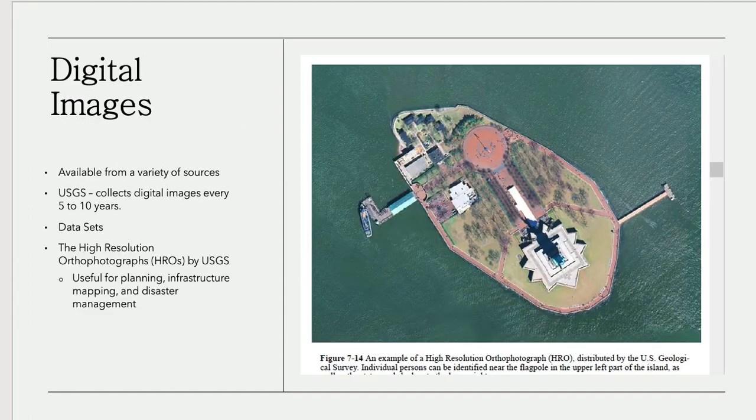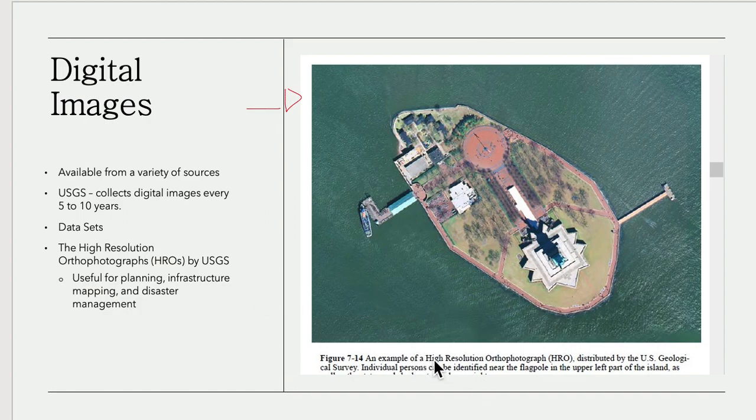Our next type of digital data are digital images, and this is available from a variety of sources. USGS collects digital images every 5 to 10 years, and again, this is an example of a raster format because it is pixelated. The high-resolution orthophotographs, also known as HROs, are the best quality for the highest resolution. And it is useful to use these digital images for planning, infrastructure mapping, and disaster management.